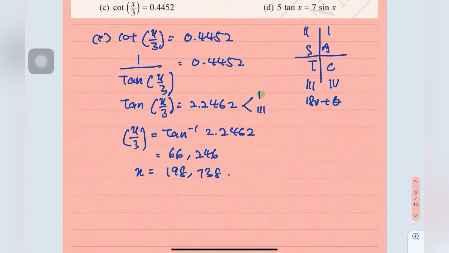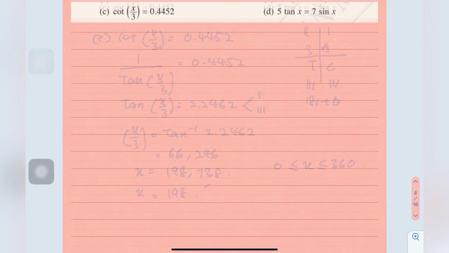Just now, given x is from 0 to 360 degrees, 738 is out of range because it is bigger than 360. So for the final answer, you just take the value of x that is more than or equal to 0 but less than or equal to 360, which is the angle of 198 degrees.